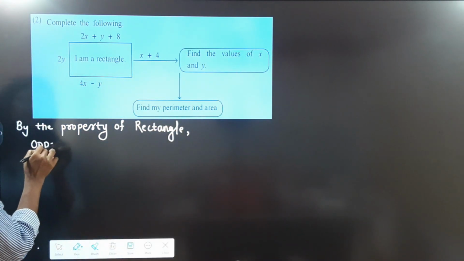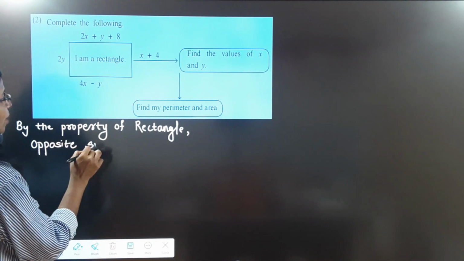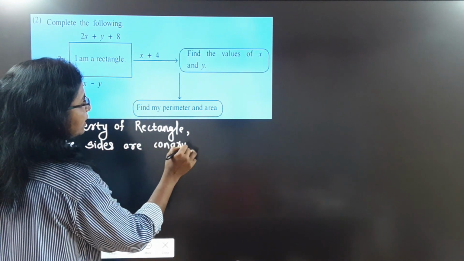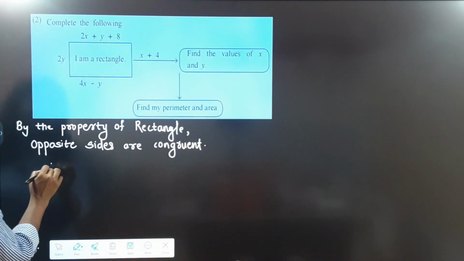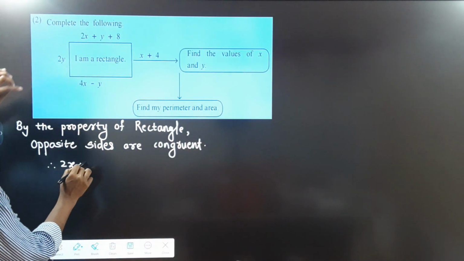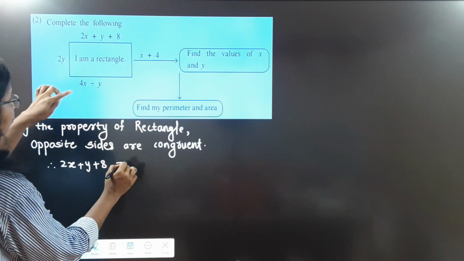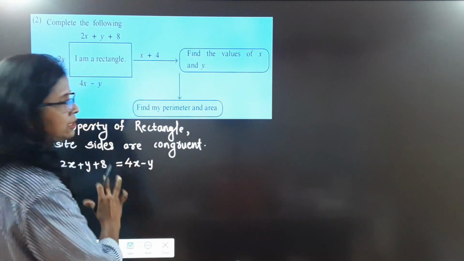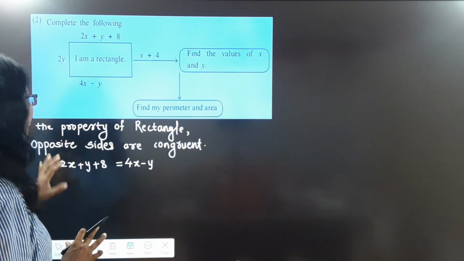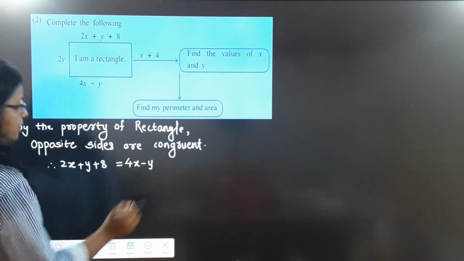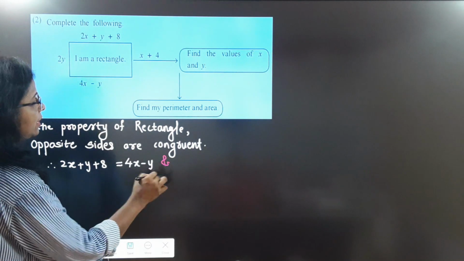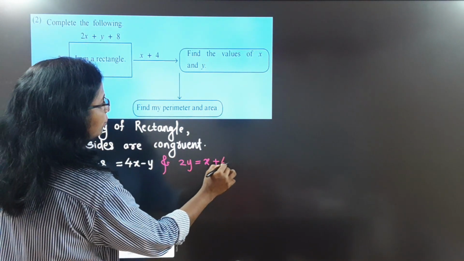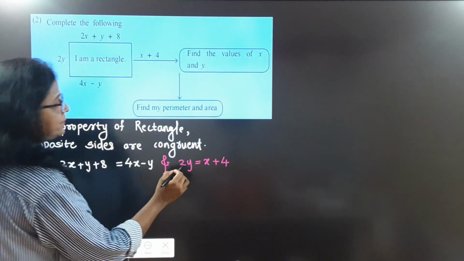Opposite sides are congruent. Therefore, 2x plus y plus 8 is equal to 4x minus y. So this is the first equation that we get from the property of rectangle, and the second one is that 2y is equal to x plus 4. Okay, so this is the second equation.